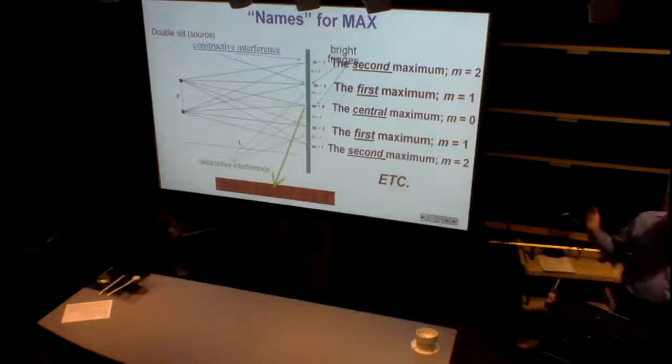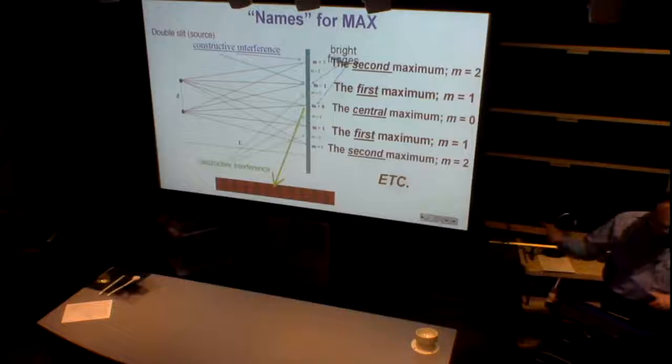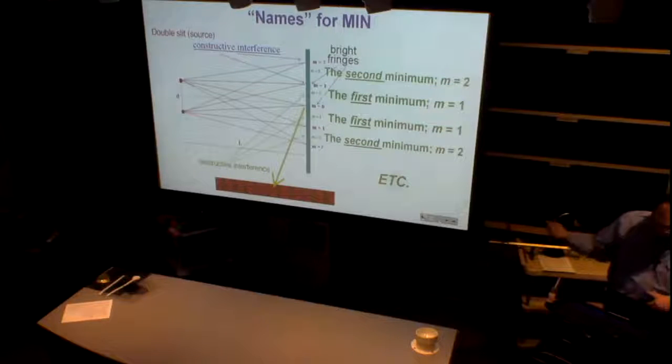Well, one more thing about counting, how we call them. This is how we count maxima. This is how we count minima.